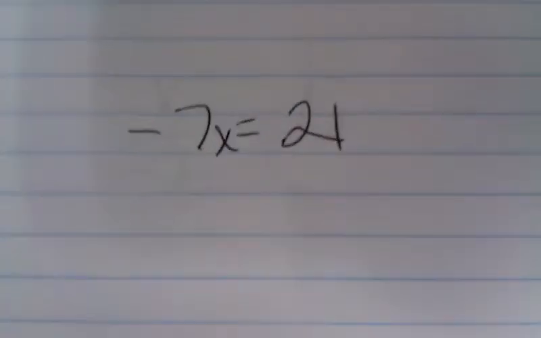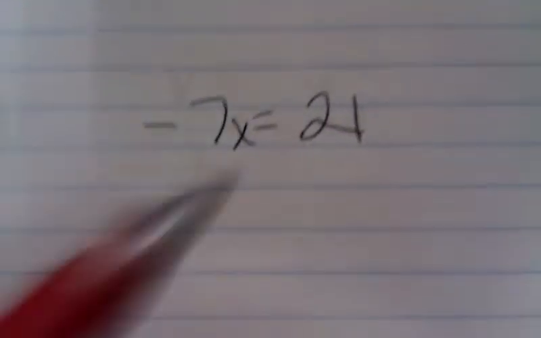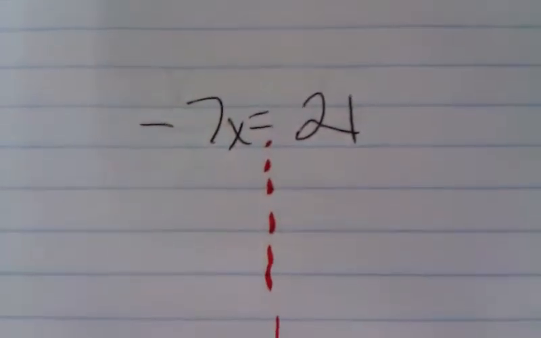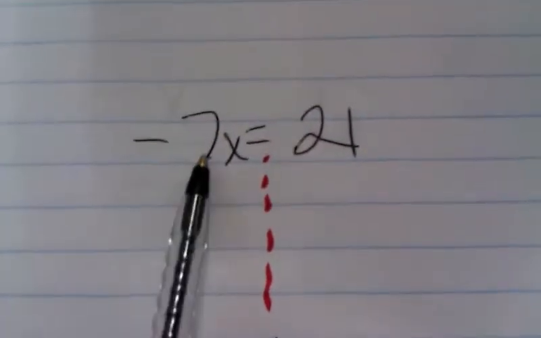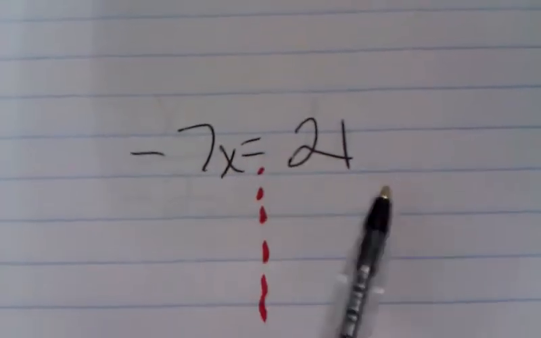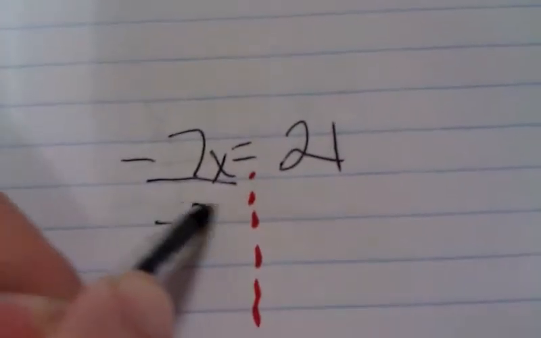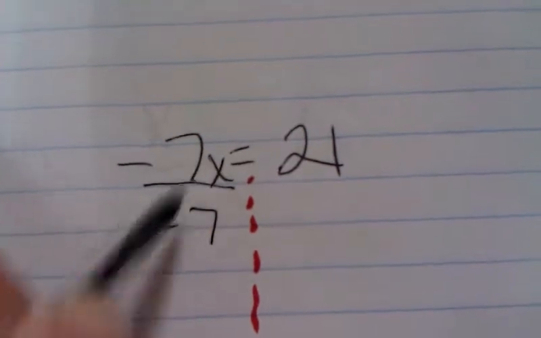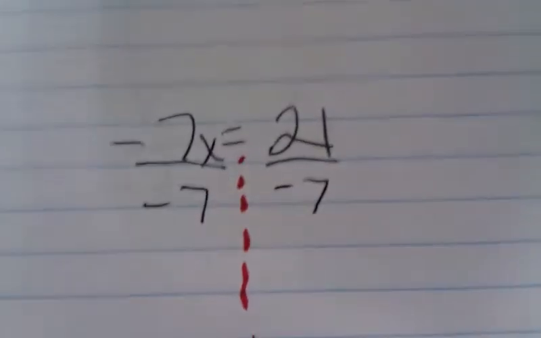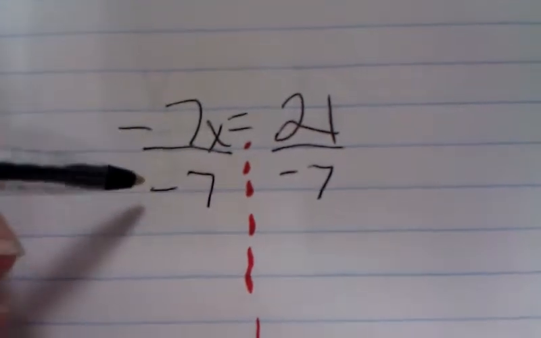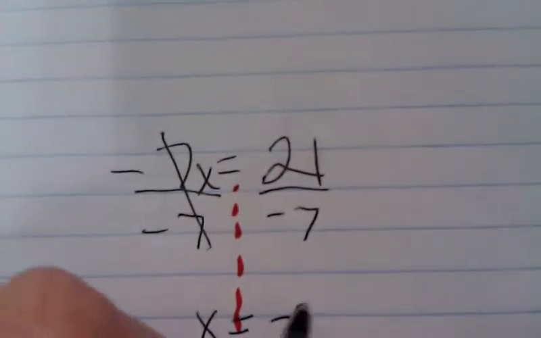The next one, I'm going to draw my dotted line to give my equation balance. I have negative 7 times x equals 21. I'm going to divide by the exact number that's in front of the x, which is a negative 7. Negative divided by negative is a positive. These cancel. I get x equals negative 3.